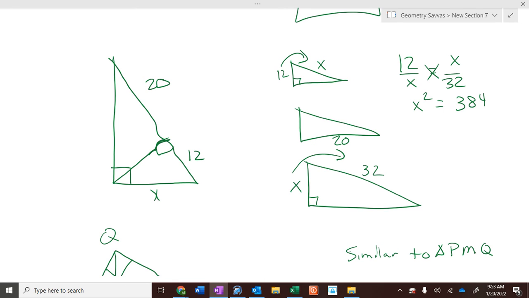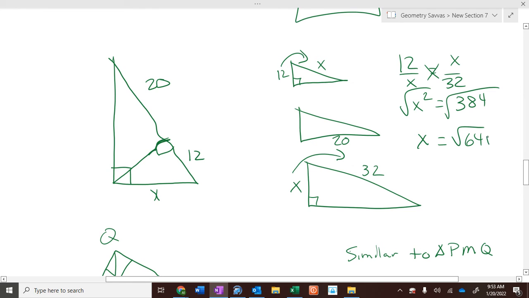You take 384 divided by 144, doesn't go in there. Then 121 doesn't go in there. Then 100 doesn't go in there. Then 81 doesn't go in there. Does 64? Yeah. So if we take the square root of each side, x equals the square root of 64 and the square root of what? How many times does 64 go into 384? 6 times. What's the square root of 64? 8. So it's 8 square root of 6. That's the length of x.